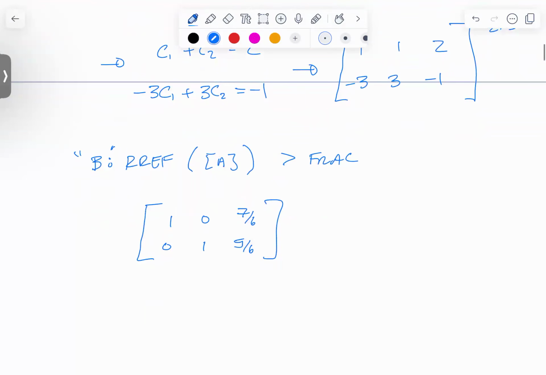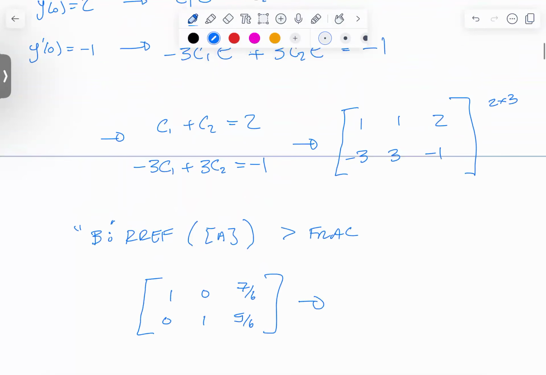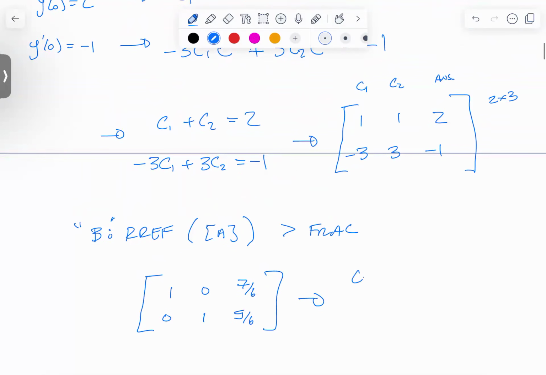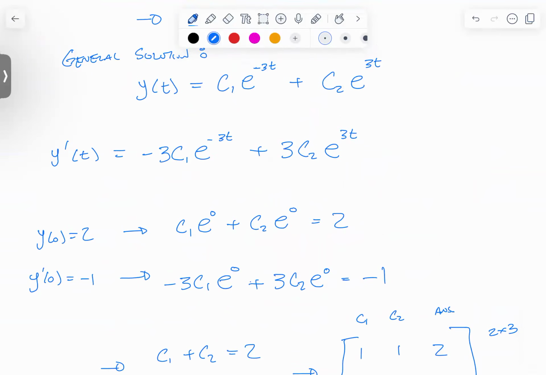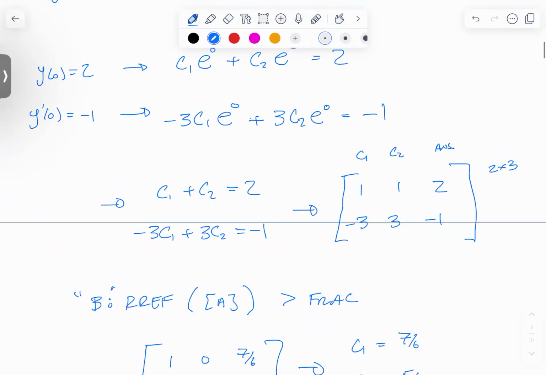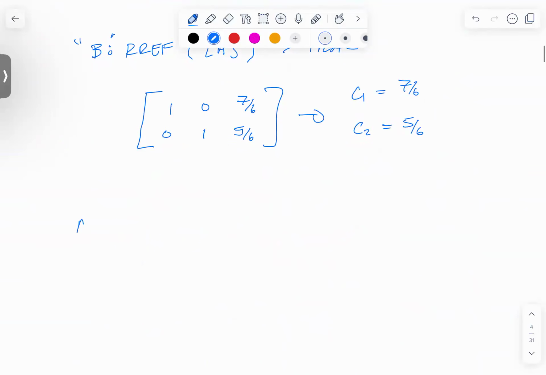So that actually gives me, and remember what this becomes, how I entered it: this was C1, C2, and then the solution column. Make sure you have that written out. That means C1 equals 7/6, C2 equals 5/6. And then I can put it back into my general solution. I now have my actual solution.